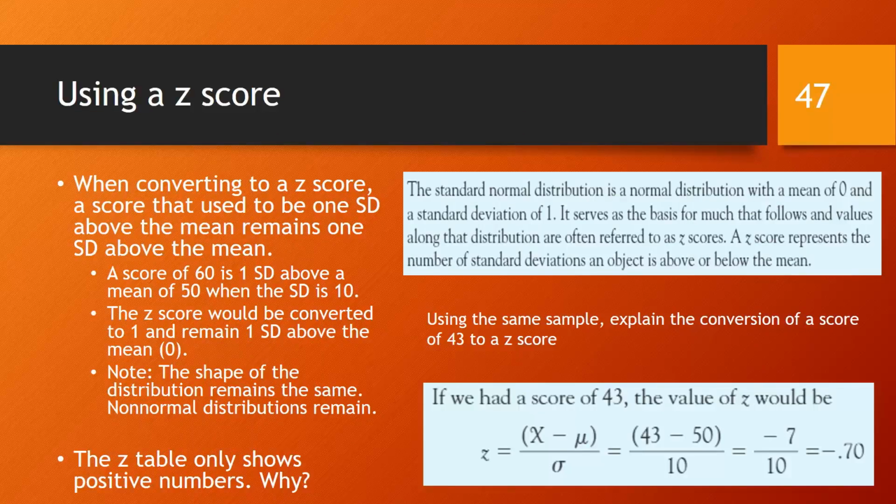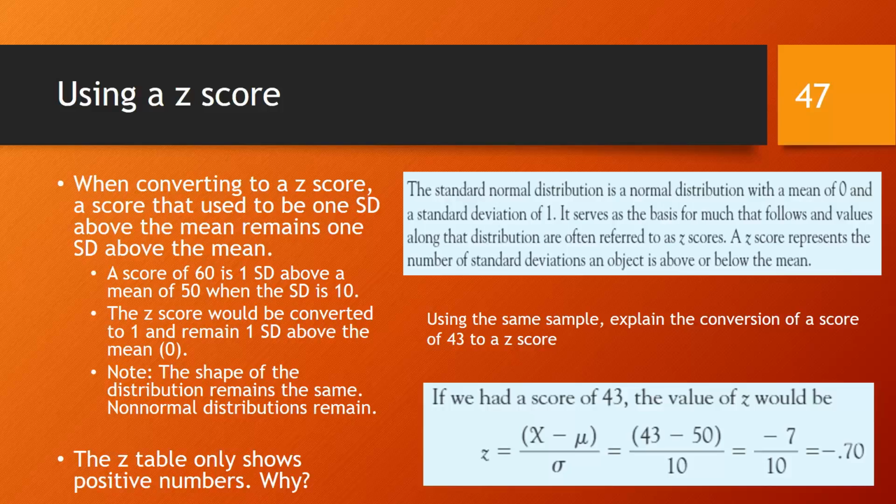When converting to a z-score, a score that was once one standard deviation above the mean will remain that way. Changing it to a z-score is simply transforming it to an equivalent number in a different sort of language, that is standard. As I show here, a score of 60 is one standard deviation above the mean of 50, when the standard deviation is 10. The z-score would be converted to 1 and remain one standard deviation above the mean, which is 0.